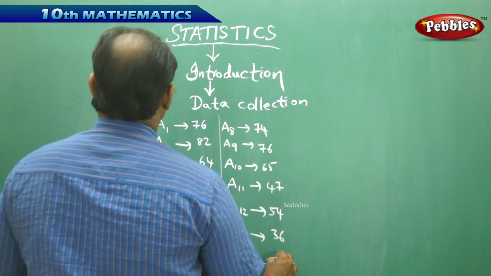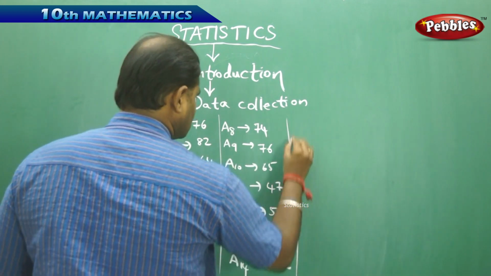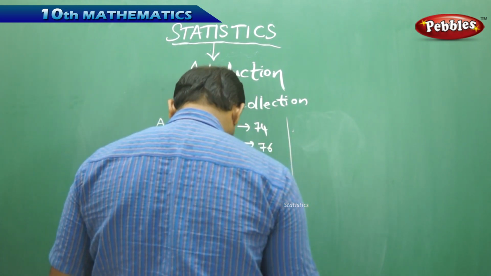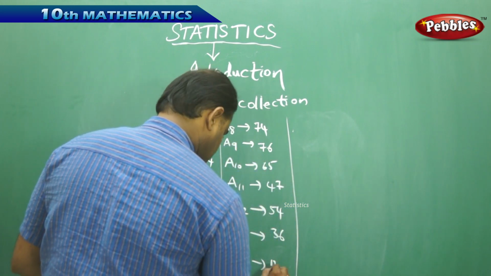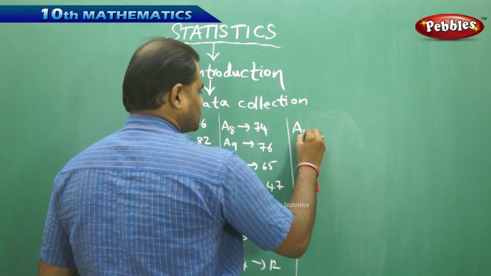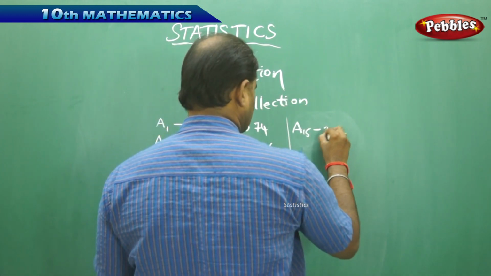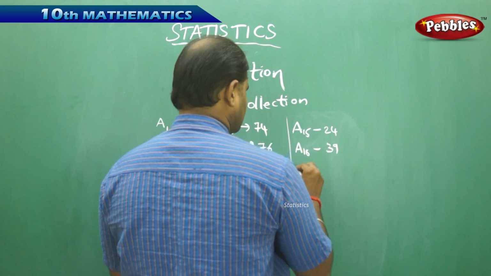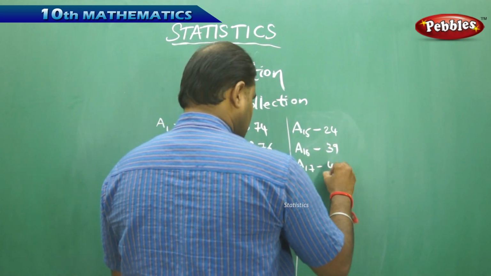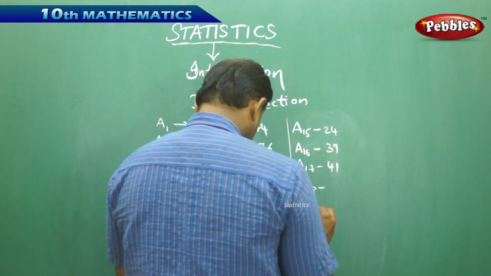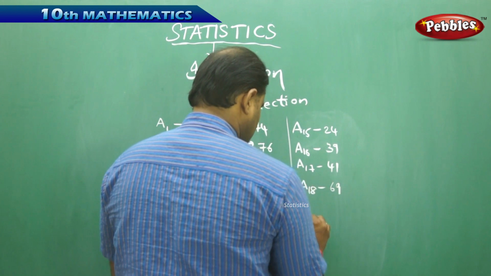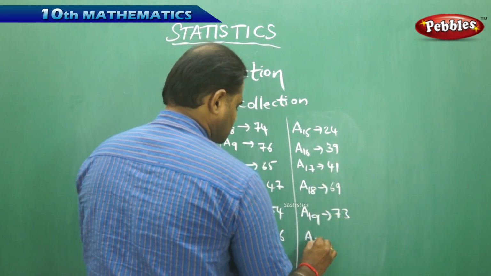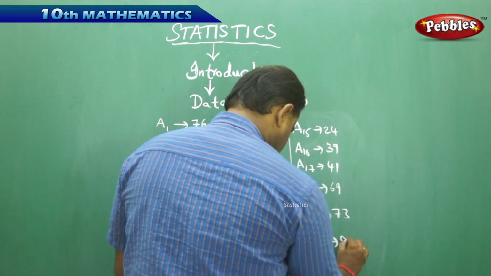A14 with 12, and then now coming to the continued data, I take my A14, which is for 12 marks, and my 15th student who got the marks 24, and A16, which is 39, A17, which is 41, A18, which is 69, A19, which is 73, and A20, which is 94.